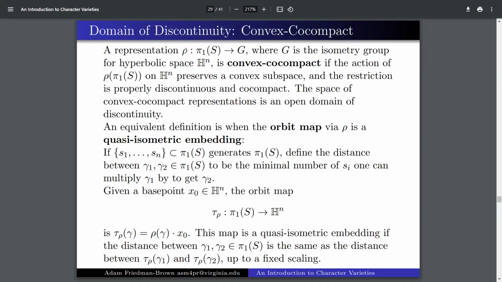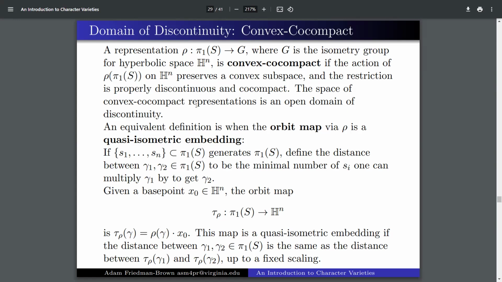We call this representation convex co-compact if the action of the image of the fundamental group on H^n, hyperbolic n-space, preserves a convex subspace, and also the restriction of the action to that convex subspace has to be properly discontinuous and co-compact. Here, co-compact means if you quotient the space by the action, you get a compact quotient space.